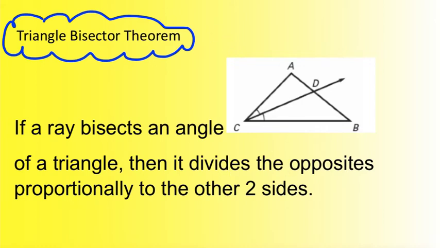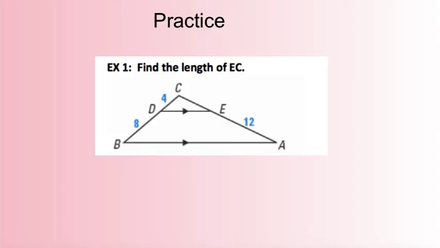All right, let's label some sides here. X would be AD, and Y would be DB, and then R and S. Here's the ray bisecting the angle. That means that it's dividing the sides proportionally. So X over Y equals R over S. This over this equals this over this. All right, let's put all those to work.